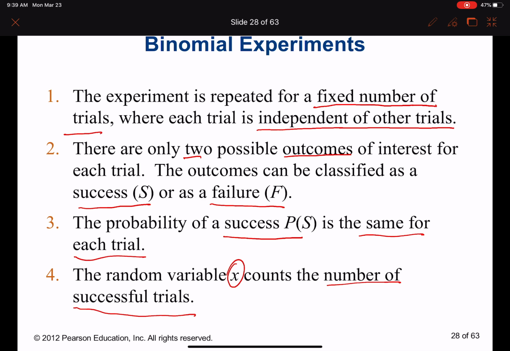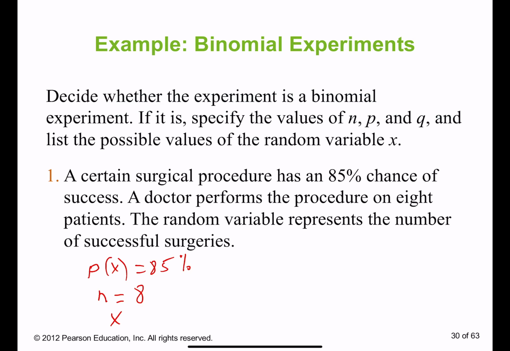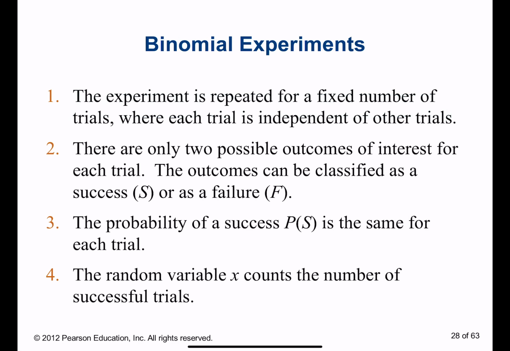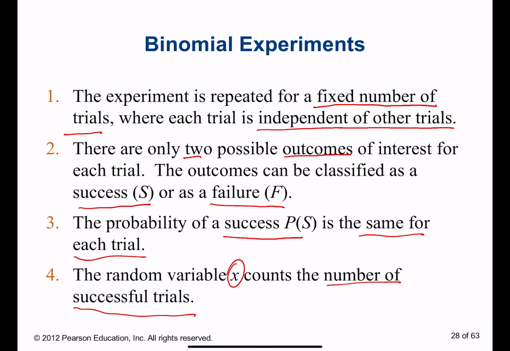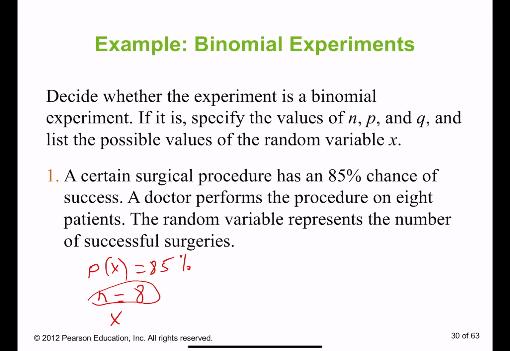So, fixed amount of trials. In this case, we have a total of 8 trials, right? It's a fixed amount of trials. Next, there are only 2 possible outcomes, success and failure. If I come back, what do we have? Either a successful surgery or not a successful surgery, correct?